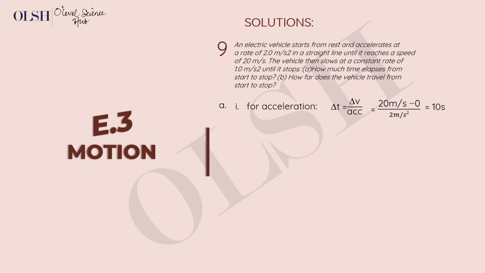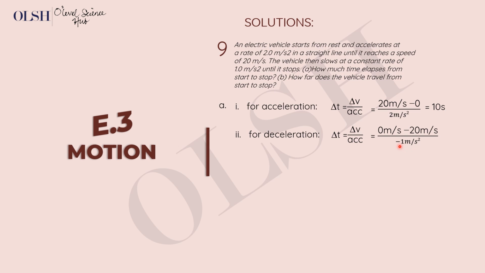Okay, so the second one, for the deceleration, we have the same thing: change in time equals the change in velocity over acceleration. If we check, our initial velocity is 20 meters per second, because that's the velocity it started decelerating with. At the time it started decelerating, that was the velocity it was on. So the velocity with which it ended acceleration is the same velocity with which it started decelerating.